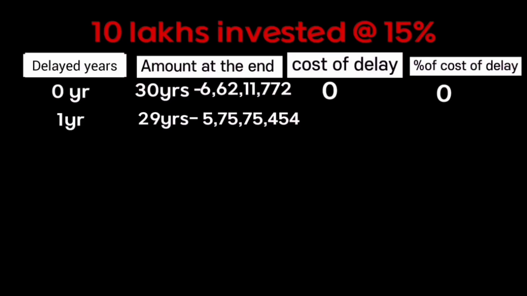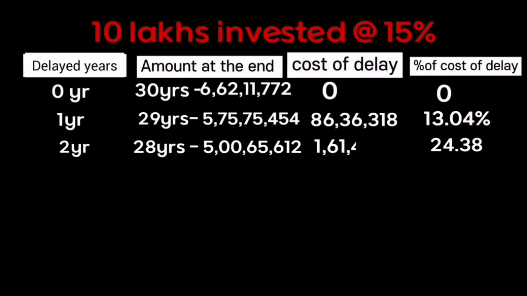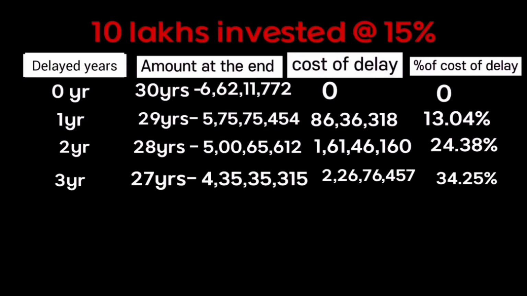If due to some reason the same person has delayed his investment by 1 year, the value of his investment will be 5 crore 75 lakhs 75,454. So due to his delay of 1 year, the reduction in his value will be 86 lakhs 36,318. This reduction in value in terms of percentage is 13.04%. We can say that this is the cost of his delay for 1 year in percentage terms. This means that for a 30-year investment, the impact of the last 1 year is 13.04%, which is very huge.